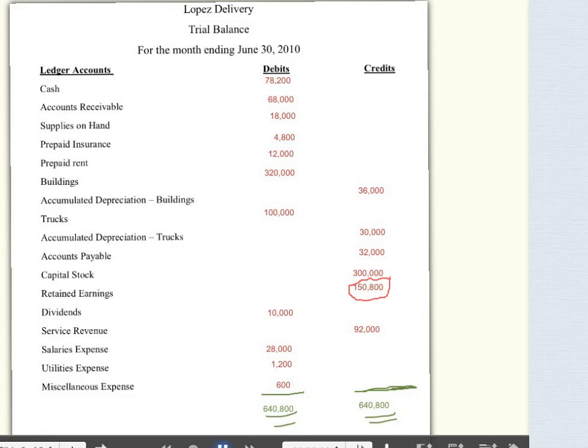And that's what we will do in the next video. Now, I've demonstrated the worksheet in Chapter 3. I'm not going to demonstrate the worksheet again. I'm going to go directly to the adjusting entries.